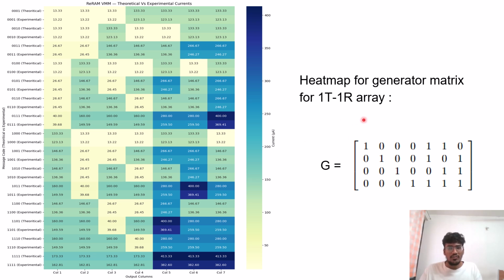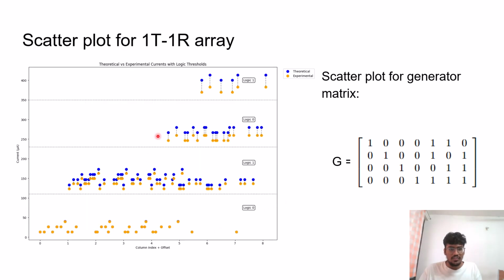So we came to the 1T1R array. Here we can see that the variations between theoretical and experimental are very small, and the same amount of area that we used in the floating mode can be used in the 1T1R array, except for the transistor, which can be scaled almost. This is the scatter plot for the same thing. Here we can see that both the currents almost match, so no bit flip will happen.